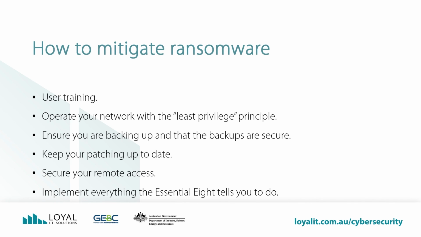Keep your patching up to date. As we heard earlier, things like Print Nightmare and Bluegate keep getting found in systems, and if you're not patching, you will be left vulnerable. Secure your remote access. Ensure remote access to your networks is secure. Hiding your critical systems behind a VPN is the best solution. All in all, to protect yourself fully, you need to be implementing everything the Essential 8 tells you to do.